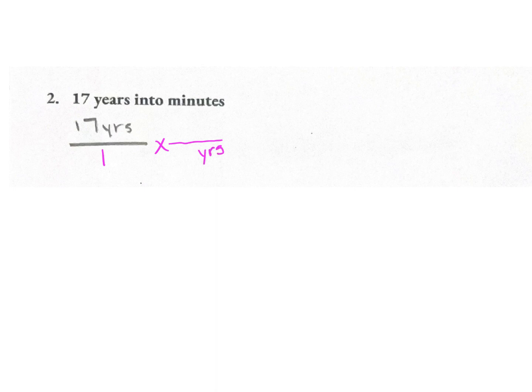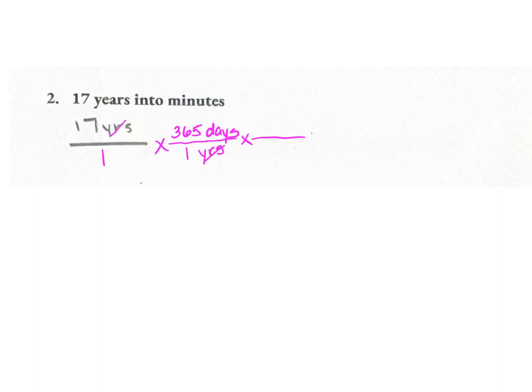And then if you don't know how many minutes there are in a year, like me, then you would say 1 year and then think about a number you do know, like maybe days. I know that there are 365 days in 1 year. The important thing is that your conversion factor is equal to 1 because then you're not really changing the value of the original number. And then, so my years, I can cancel those out.